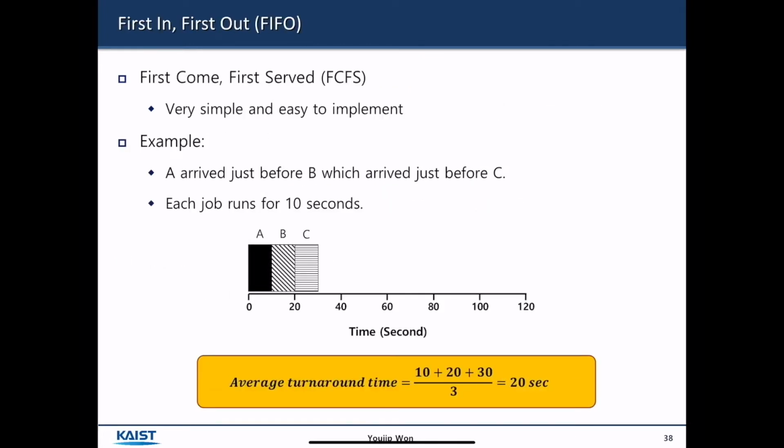The first algorithm we deal with is first in, first out. It is also called first come, first served. The CPU schedules these jobs in the order in which the processes arrive. Assume that A, B, and C arrive in that order, and each job runs for 10 seconds. Then turnaround time for A is 10, for B is 20, and for C is 30. So average turnaround time is 20 seconds.